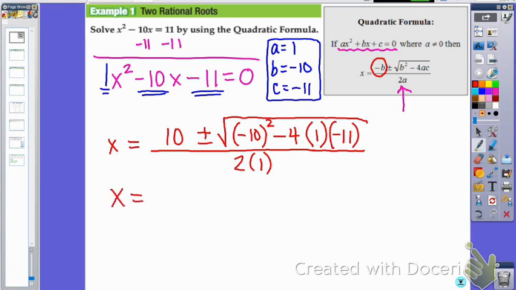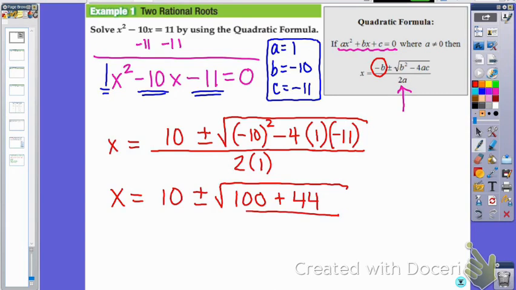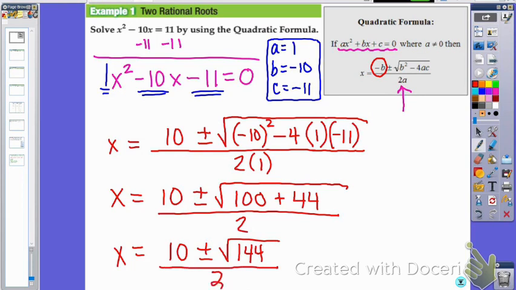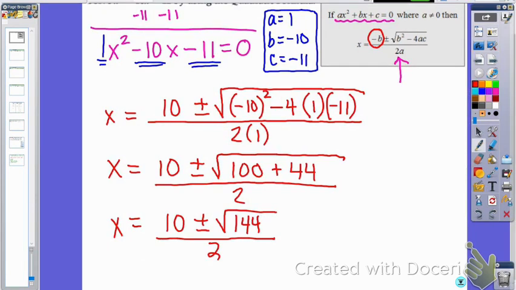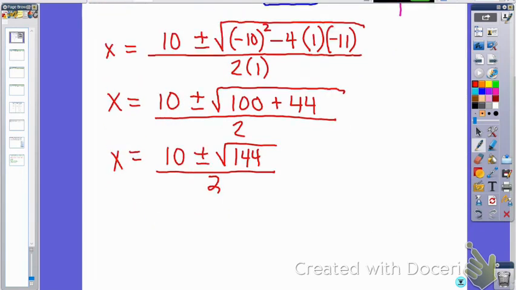I'd like to see another step here, 10 plus or minus. Now for this one, I'll show you in a couple pieces. Negative 10 squared is 100. And then negative 4 times 1 times negative 11 is a positive 44. And the bottom 2 times 1 is 2. So now you have 10 plus or minus 100 plus 44 is 144 divided by 2. We can take the square root of 144, which is 12, and put it over 2.